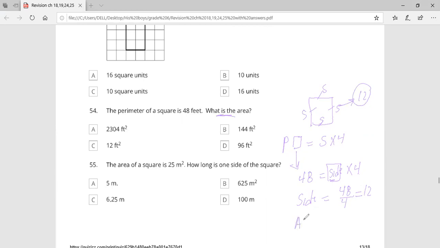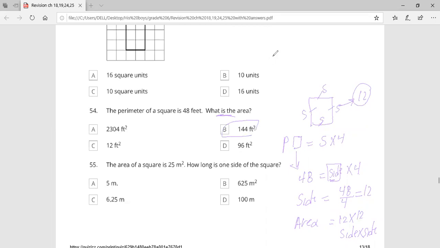Area. You know the area of a square is side by side, meaning S multiplied by S. Side multiplied by side. Again, here the side is 12, so instead of side I put 12. I put 12 multiplied by 12. Look at it: 144, like this. Okay, that's what I mean.